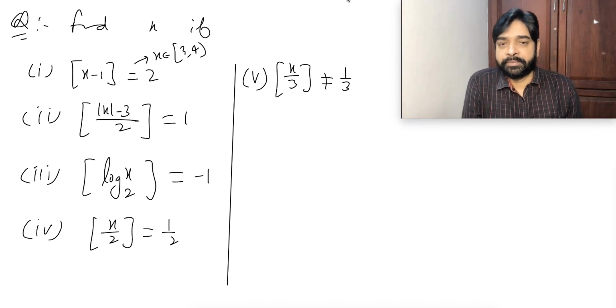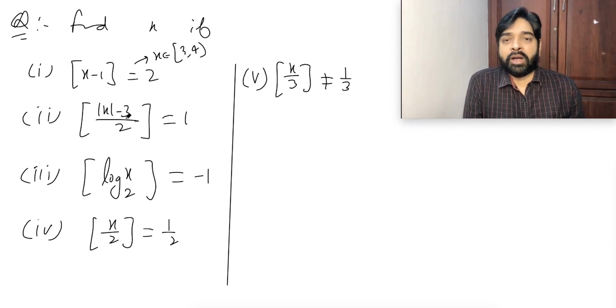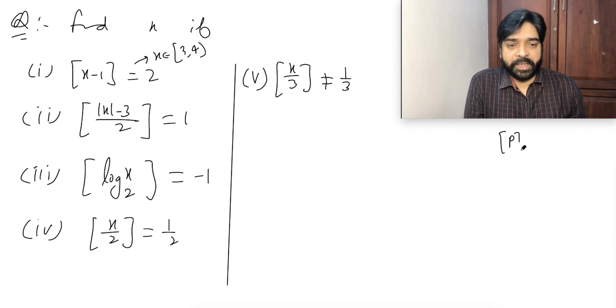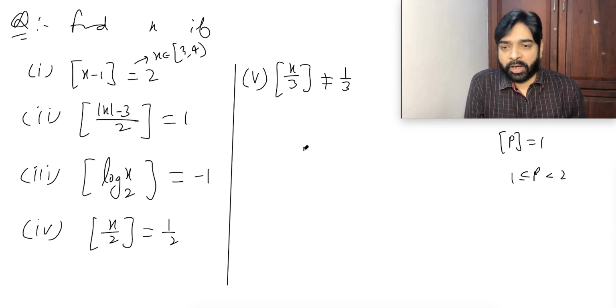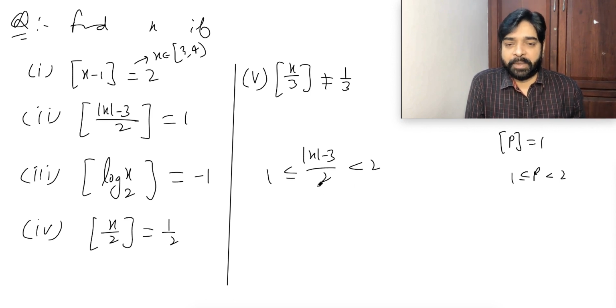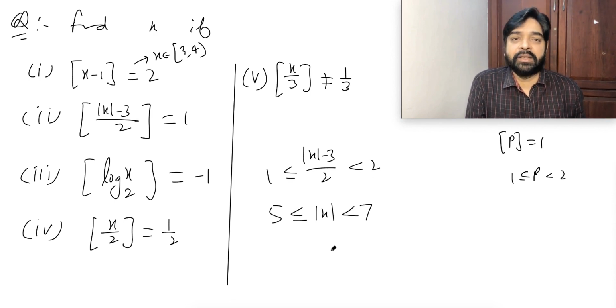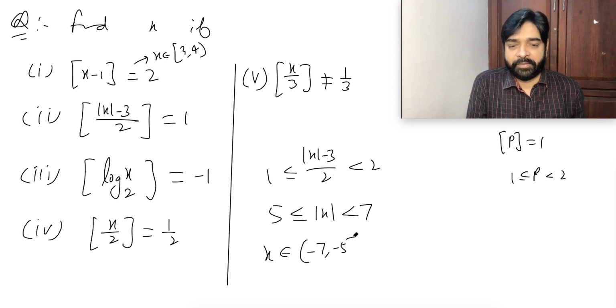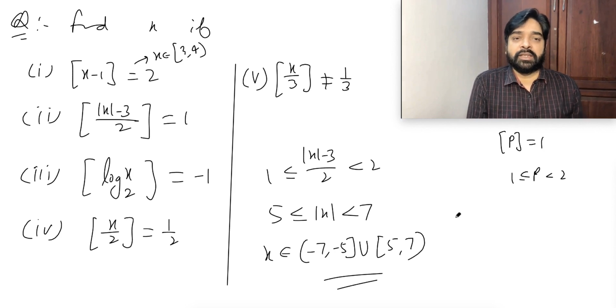Second question. Again, mod of something: greatest integer of p equal to 1 means p will lie between 1 and 2. So mod x minus 3 by 2 will lie between 1 and 2. Multiply by 2 and add 3: 2 plus 3 is 5 here, 4 plus 3 is 7 here. Mod x lies between 5 and 7. If you remember the modulus inequality, that gives minus 7 to minus 5 closed, union 5 closed to 7 open. This will be the answer. How many of you got it?